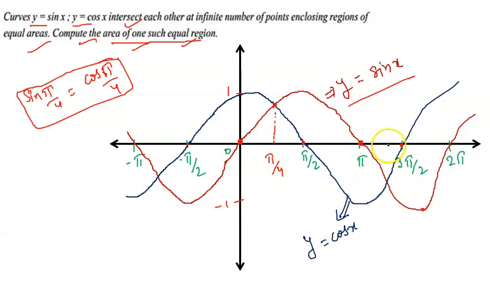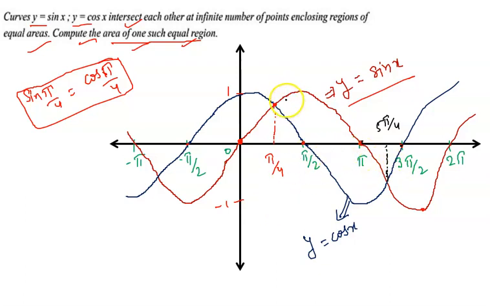And similarly, the other intersection point is present between pi and 3pi/2, so we can find the middle of pi and 3pi/2, which will be 5pi/4. How can you find the middle point? By adding both and dividing by 2.